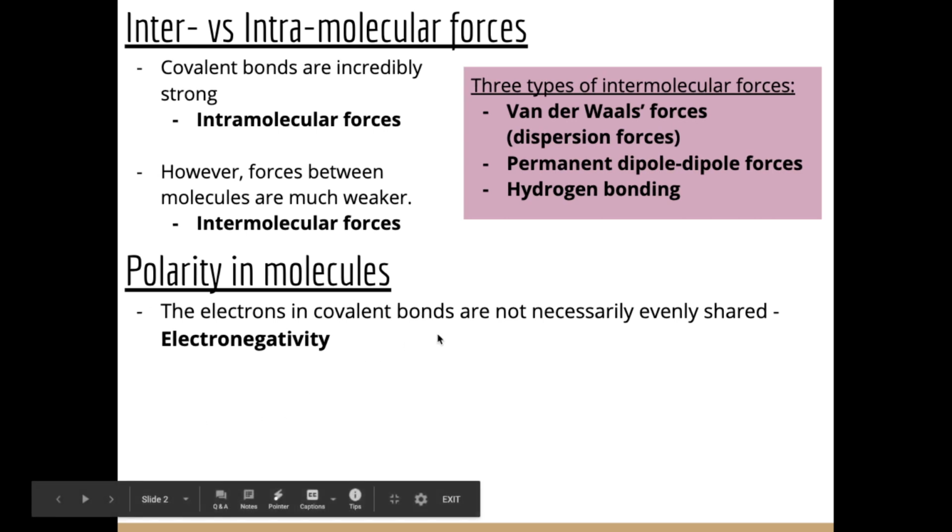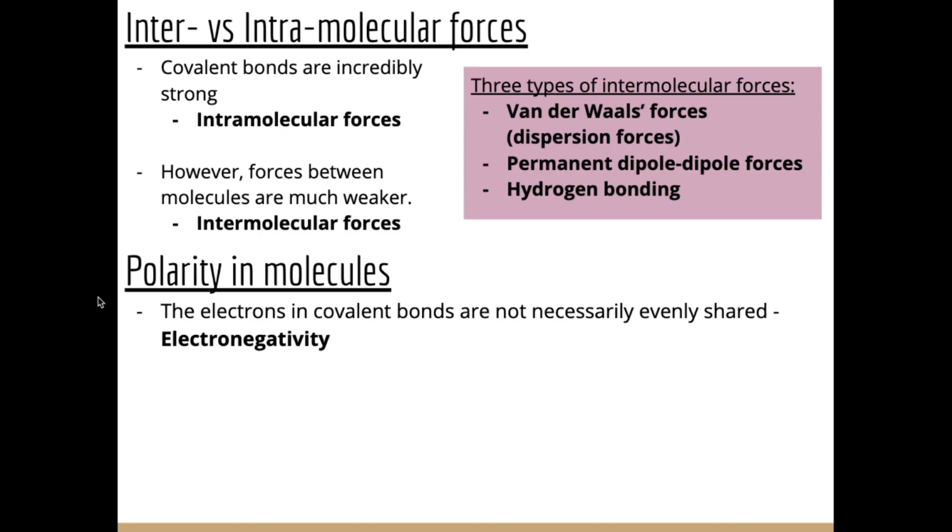Polarity comes from poles. You think of the word poles in your everyday life. It means sort of two ends. You've got the North Pole, you've got the South Pole. You've got poles on a magnet. You've got a positive end, you've got a negative end. Same thing within molecules. You've got poles on molecules, polarity within molecules. The electrons in covalent bonds are not necessarily evenly shared, and this is what's called electronegativity.